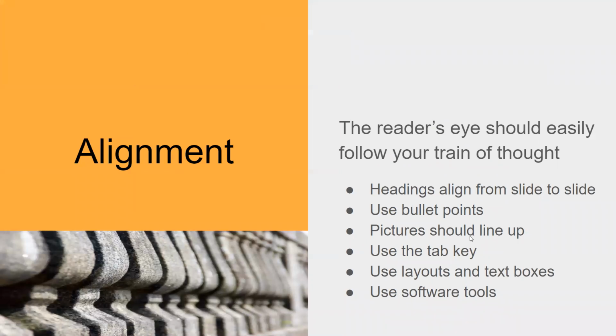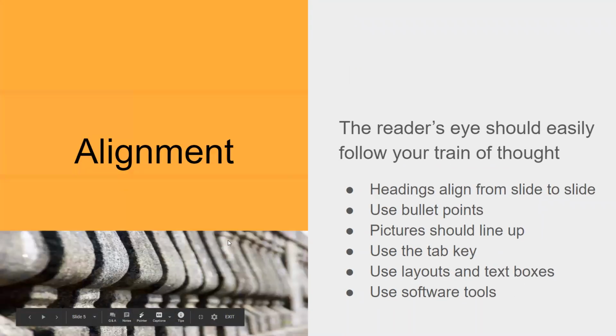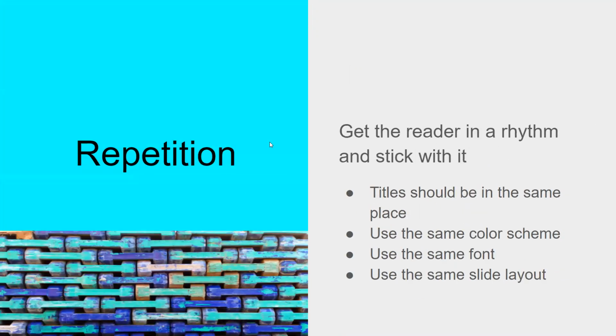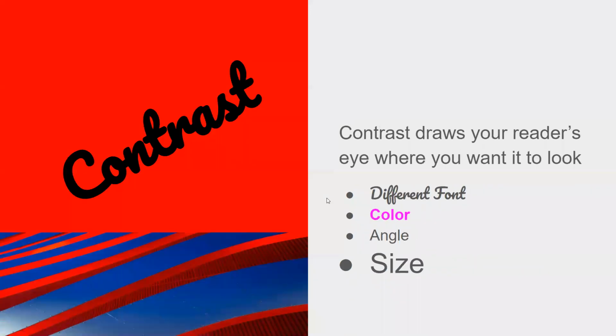So all of your pictures need to line up or be in the same spot. You'll notice that on these slides, on every single one of these borders, the pictures are all different, but they all are in the same spot. Okay. You need to be using the same font and the same slide layout. We talked about repetition already. So then we're using layouts and text boxes. You need to be using the tab key so that everything is always lined up just so. Now, let's go back to contrast.